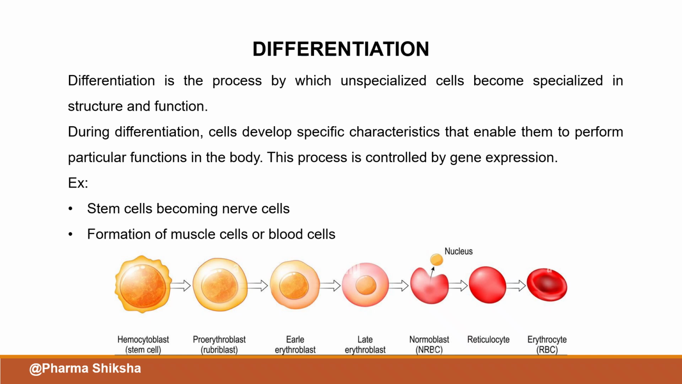From the stem cell, the rubriblast is forming for the formation of RBC, then the early erythroblast, and there will be the late erythroblast. In the normoblast, the nucleus is removed, and there will be formation of reticulocyte and adult RBC, as you can see, and that we can call the erythrocyte or red blood cell. So differentiation means new specialized cells are forming, that you can call differentiation.